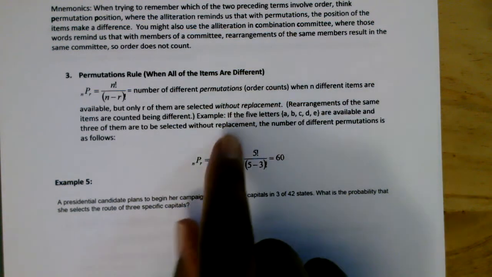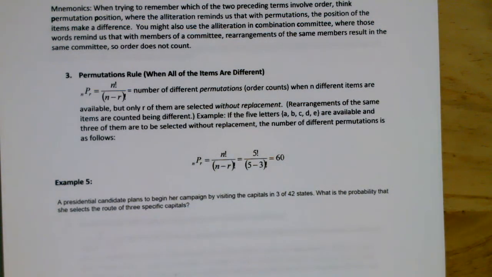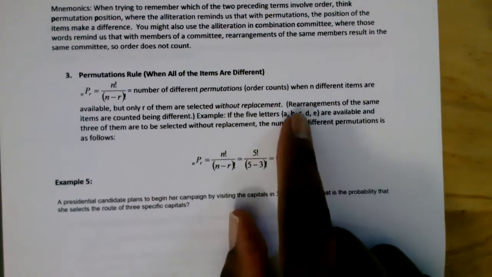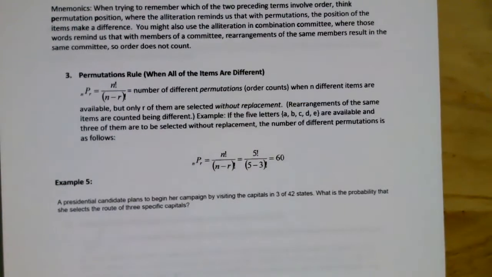And we did talk about without replacement in one of the other videos here when we were dealing with the addition and the multiplication rule. Rearrangements of the same items are counted as being different. For example, if 5 letters A, B, C, D, and E are available, and 3 of them are to be selected without replacement, the number of different permutations is as follows.